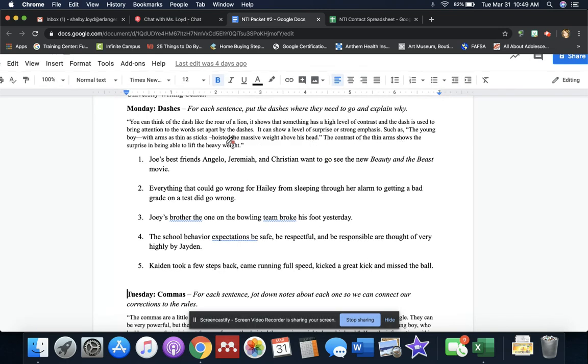So if we look, you can think of the dash like the roar of a lion. It shows that something has a high level of contrast, and the dash is used to bring attention to the words set apart by the dashes. It can show a level of surprise or strong emphasis, such as: the young boy, with arms as thin as sticks, hoisted the massive weight above his head. The contrast of the thin arms shows the surprise in being able to lift the heavy weight. So our dashes are lions' roars.